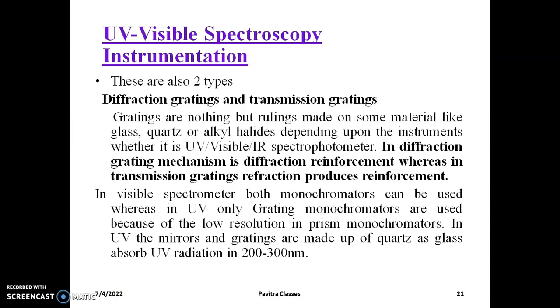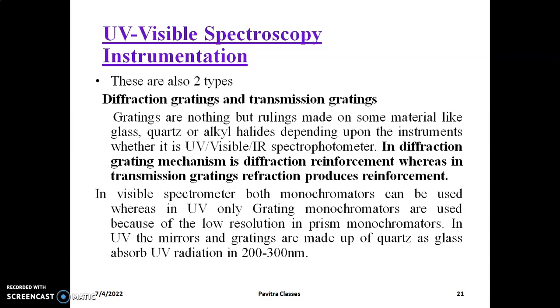In a visible spectrophotometer, both monochromators can be used, prisms as well as gratings. But in UV, gratings are used majoritarily because of the resolution problem. Prisms give only higher resolution, whereas gratings can also give low resolution.